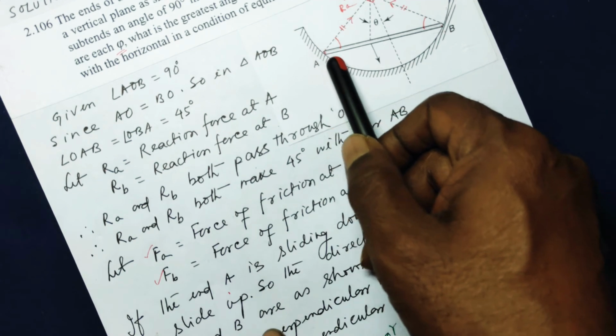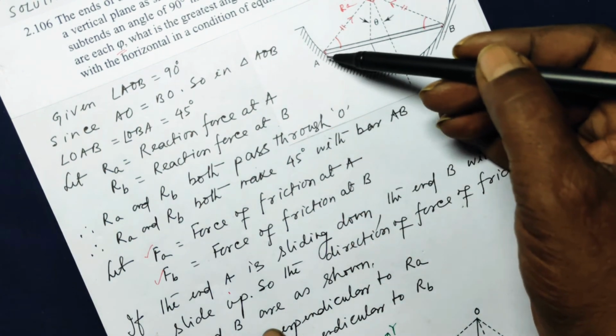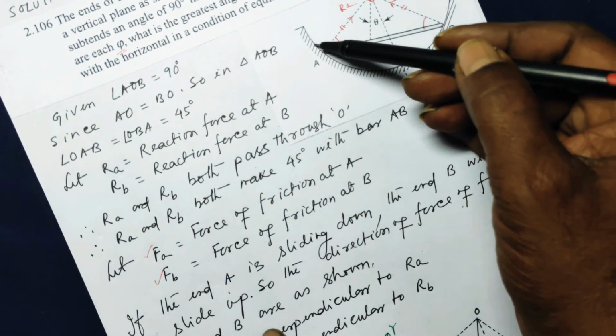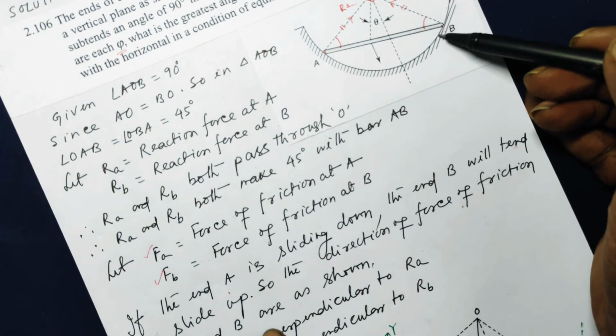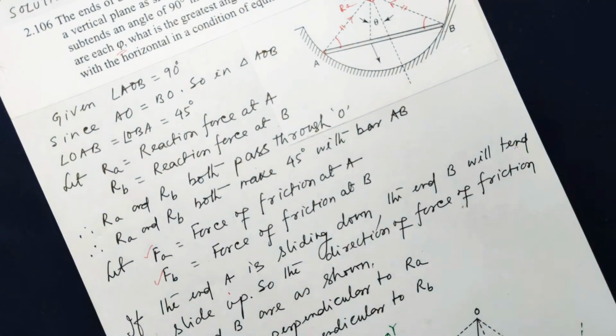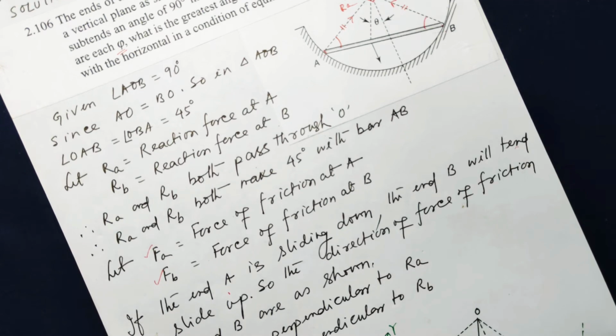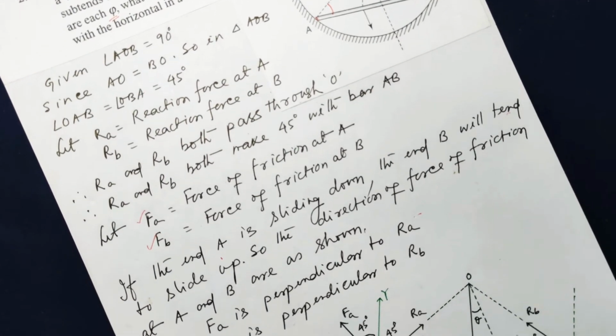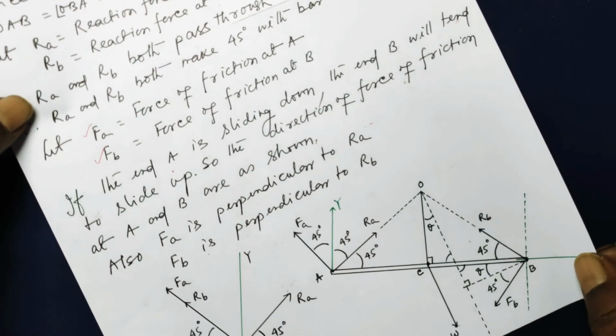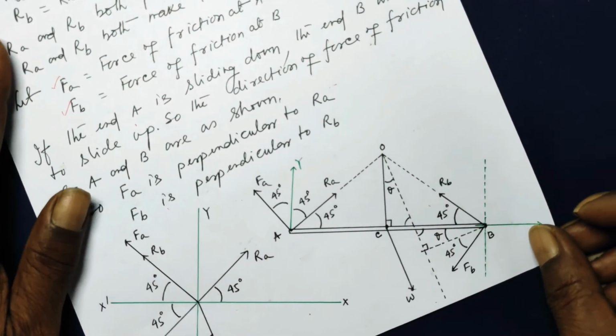A is trying to move this way, so here the force of friction will be to this side, and here the force of friction will be to this side. And the forces of friction FA and FB are perpendicular: FA will be perpendicular to the reaction force RA, FB will be perpendicular to the reaction force RB. So that is what I have shown here.